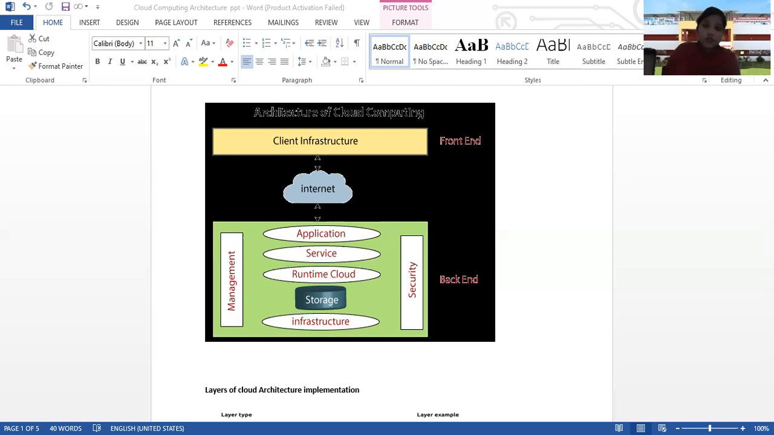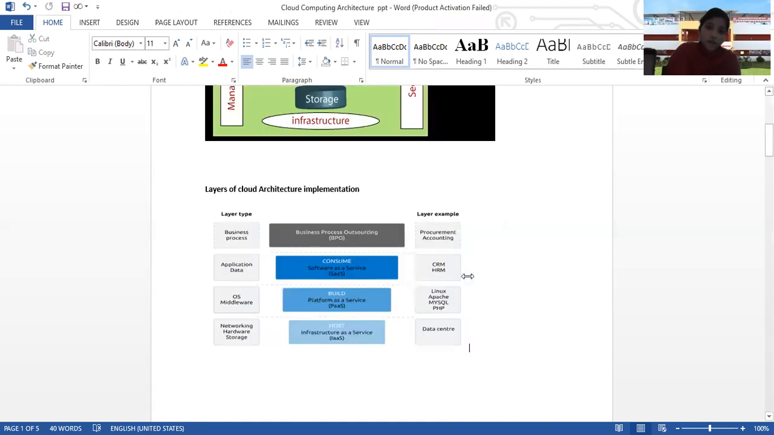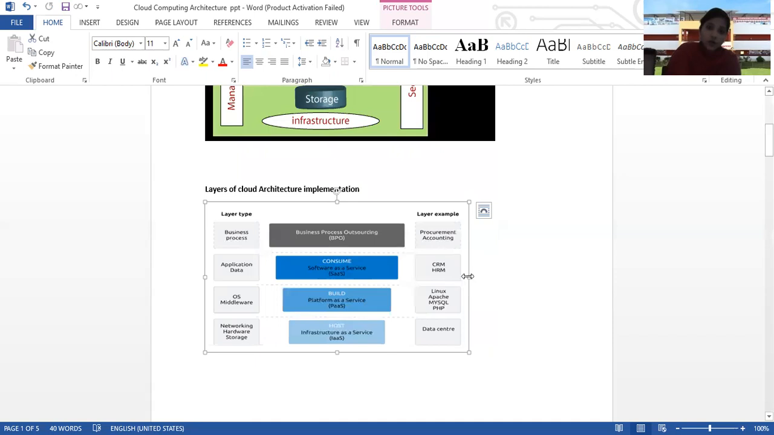So let's discuss after this architecture, the layers. This is the layer of cloud architecture.